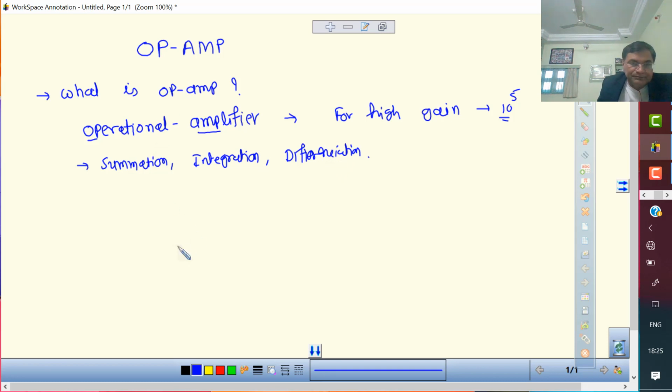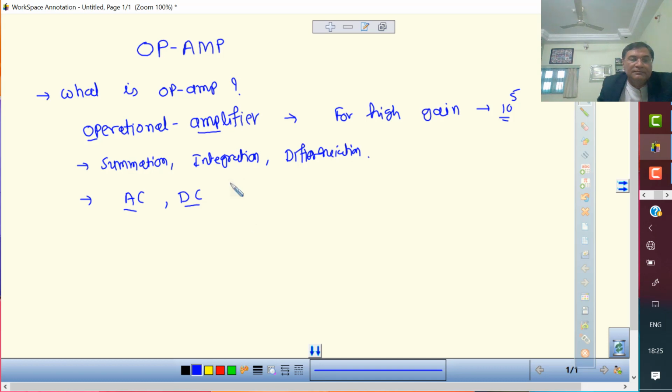So this is op-amp. It amplifies both AC as well as DC signals. You know, AC means alternating current and DC is direct current.